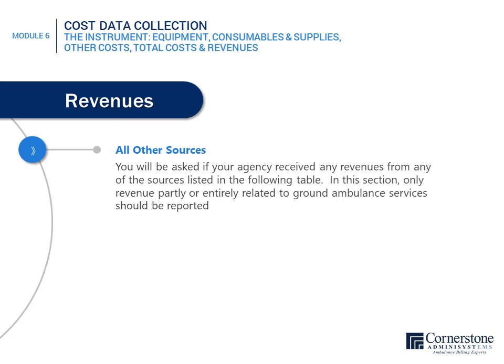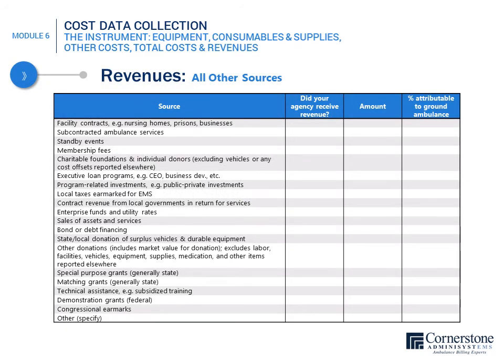For all other sources, you will be asked if your agency received any revenues from any of the sources listed in the table that we're about to look at. In this section, only revenue partly or entirely related to ground ambulance services should be reported. So if we start from the top, we can see source. That's the main thing, the main category basically that CMS is defining. And as we work across to the right, we can see CMS wants to know, did your agency receive revenue from this source? If so, CMS wants to know how much. And CMS wants to know the percentage that's attributable to ground ambulance.